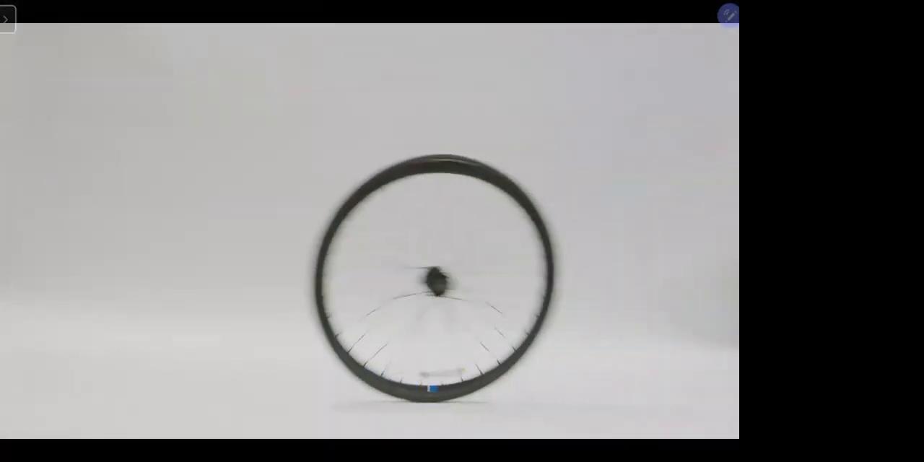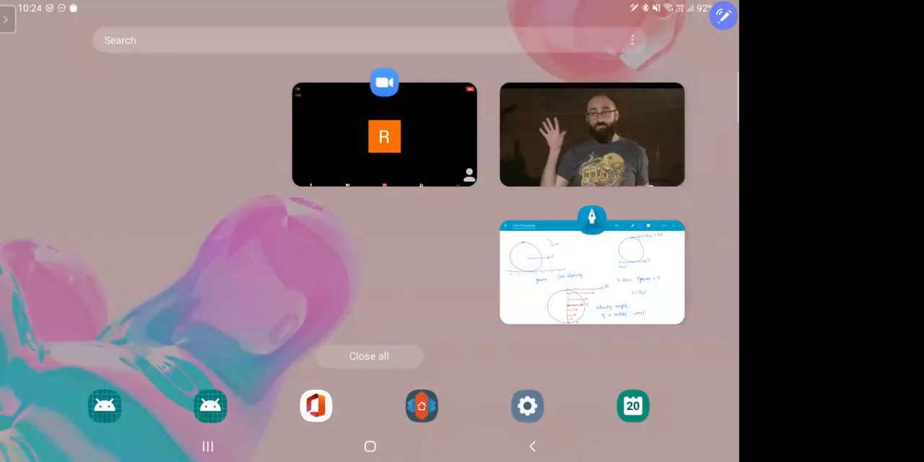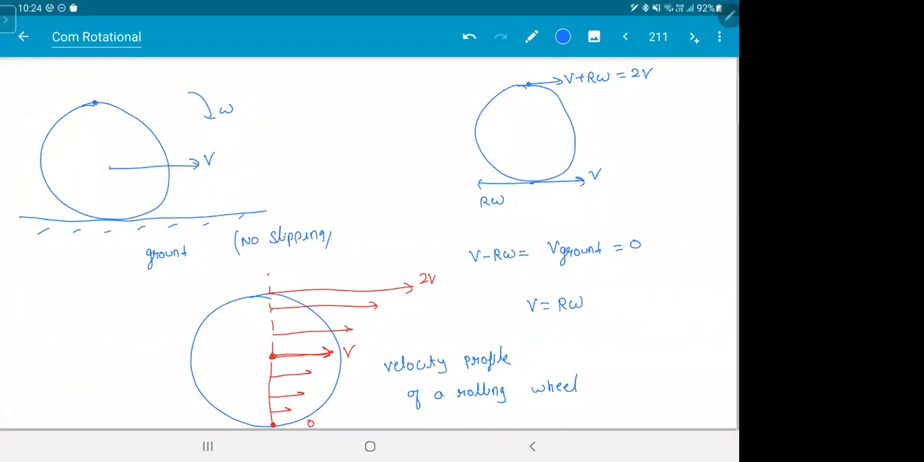Pay attention, because of this effect. See, the black spot, when it goes up, it becomes a blur. Why does it happen? It is because of this reason. The velocity is not the same on the upper and the lower part. The upper part of the wheel is going faster than the lower part of the wheel.